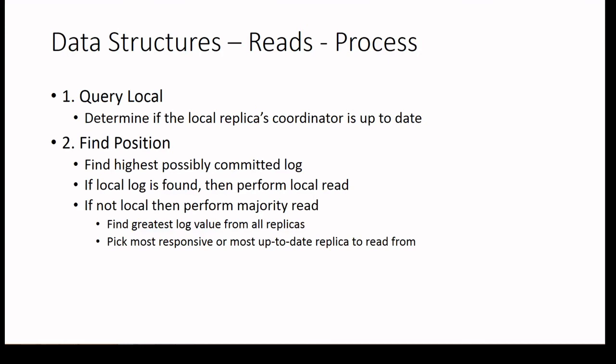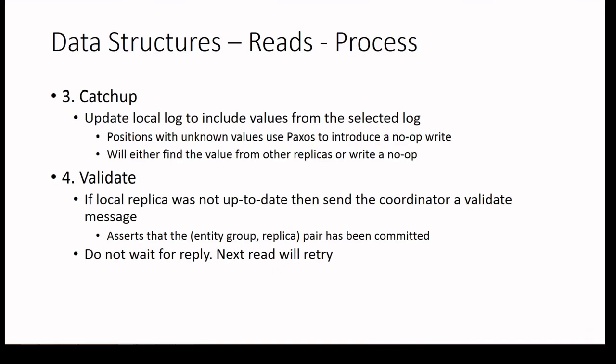You have a choice here. You can choose to read the most responsive value, or you can choose to read the most up-to-date value. After you do that, you perform catch-up. This is where you take the local log and add to it to include the values that you just read. If the log value that you just read has unknown values in it, then you use Paxos to introduce no-op writes.